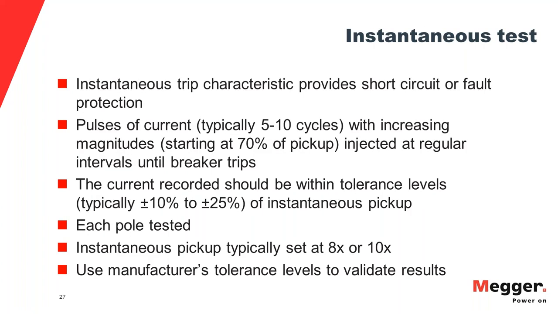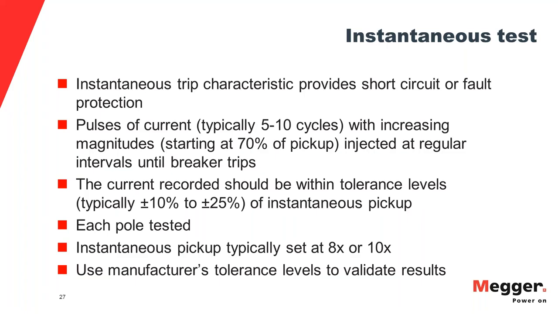Now let's look at the instantaneous test. In the instantaneous test, the instantaneous trip characteristic is provided for short circuit or fault protection. There is no delay here. The breaker is supposed to trip as soon as the current crosses the pickup value. To run this test, pulses of current are injected as opposed to continuous current. The duration of the pulses is typically between 5 to 10 cycles, and you can start off at 70% of the expected pickup, and you can inject repeated pulses with increasing current magnitude at regular intervals until the breaker trips.